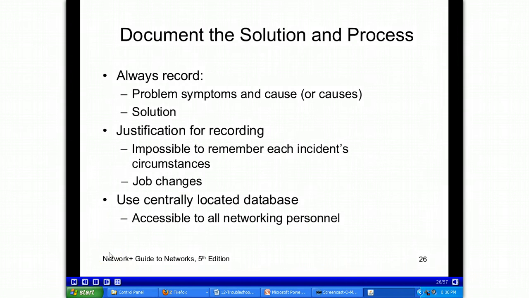Finally, always record everything you do when you're doing help desk information and troubleshooting. The symptoms, the cause, the solution, and then justification for recording. These are important. It's impossible to remember each incident in every situation, in every circumstance. That's where databases come into play. Spiceworks.com has a database built into it, a troubleshooting ticketing system where you can begin using it immediately.